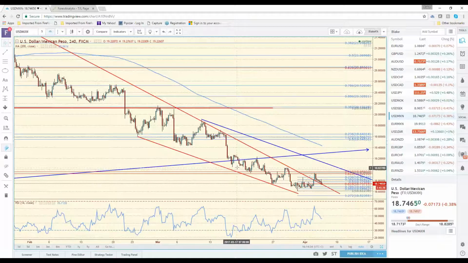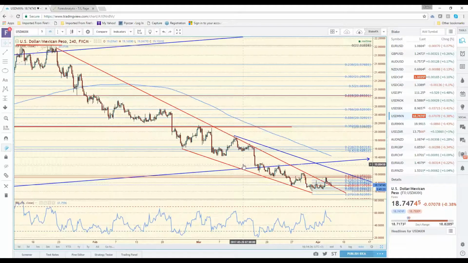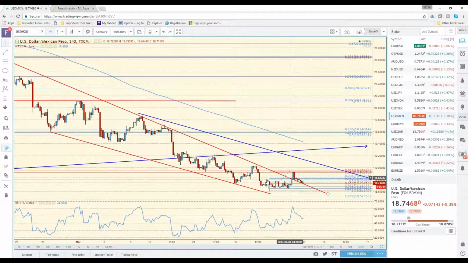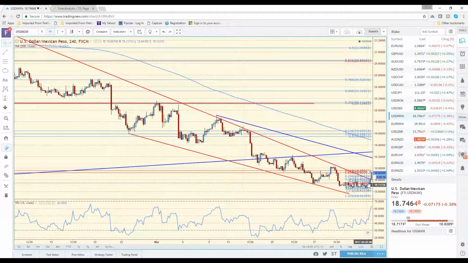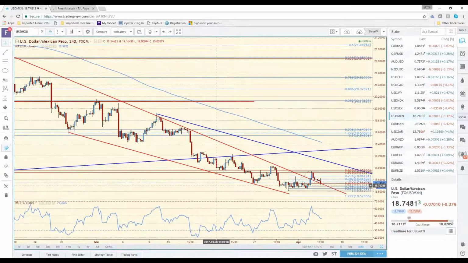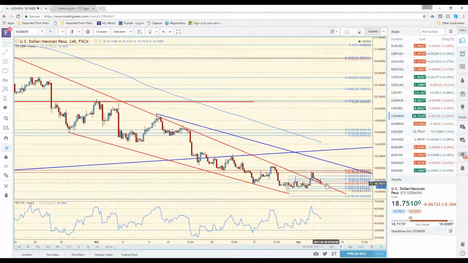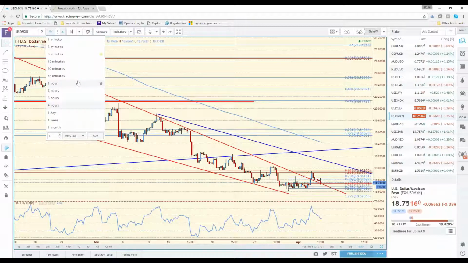But the peso came out of this descending wedge yesterday, and you can see how it popped through some stops. So when we rallied through this trend line, it cleared a bunch of stops out, and what we've been doing is back testing this trend line the whole time. And you can see if you just take a 1 hour chart, it's pulled back to the 618.